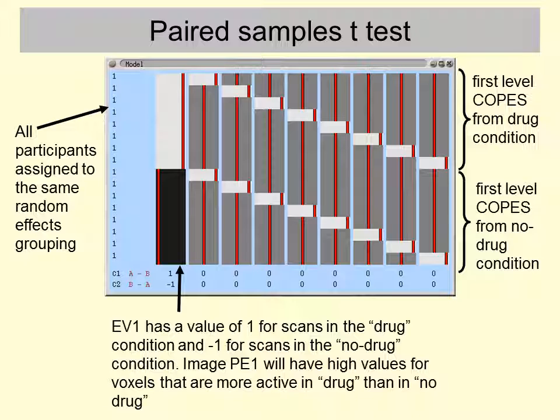And that contrast of 1 will pull out for you voxels in the image that have higher activation when the participants were taking the drug and doing the memory test than when they were just doing the memory test having not taken the drug. And if you were to run the flip side of that, the -1 contrast, that would find voxels that were more active during the memory test when people were not taking the drug.